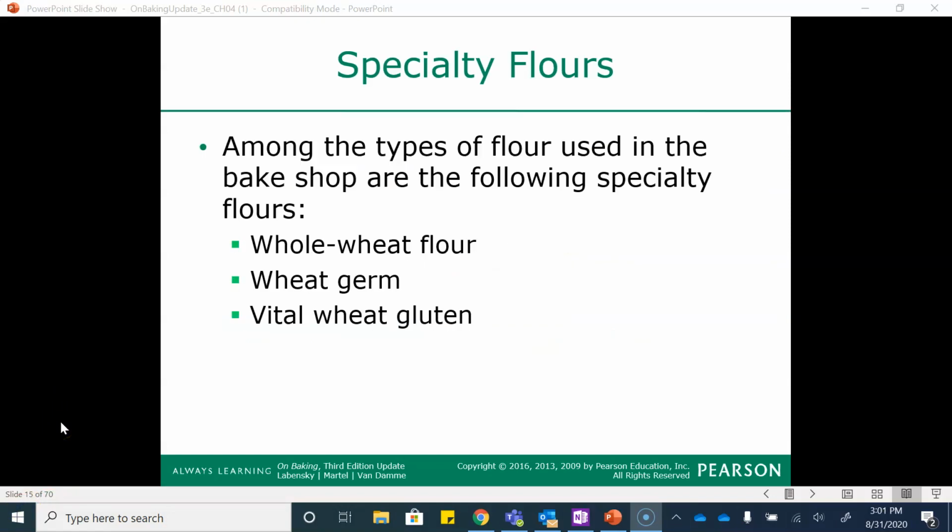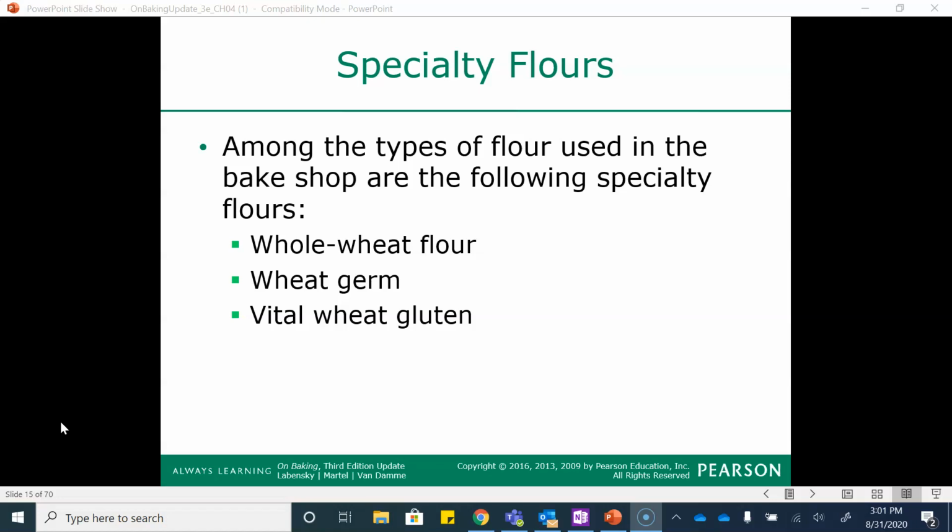Specialty flours. Whole wheat flour is made by milling the entire wheat kernel, including the bran and the nutritious germ. Whole wheat flour, typically made from hard red wheat, has a nutty sweet flavor and brown flecked color. Products made with whole wheat flour will be heavier and denser, with less volume than those made with white flour. Bran particles cut through the gluten strands in the dough, resulting in a heavier crumb.